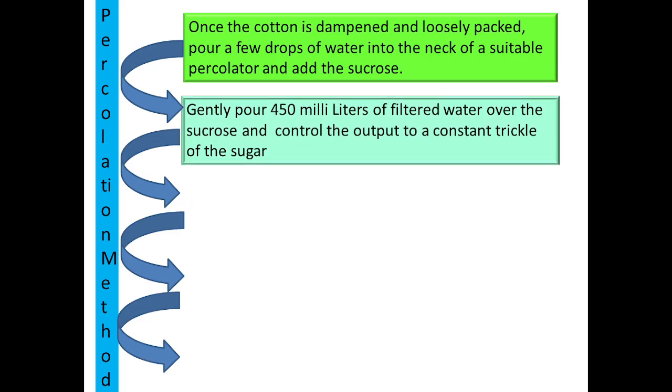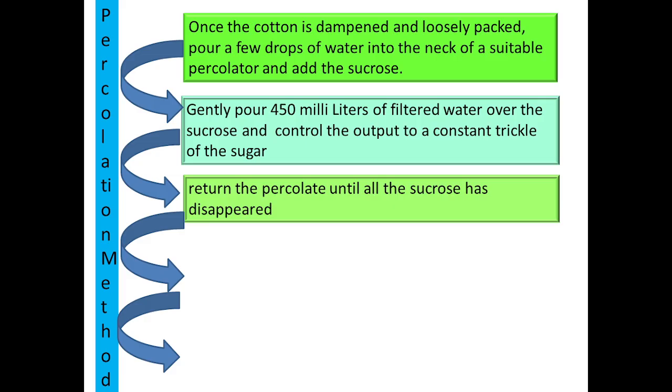Now gently pour 450 milliliters of filtered water over the sucrose. Control the output to a constant trickle of the sugar. Now you have to pour the 450 milliliters of filtered water over that sucrose. Return the percolate until all the sucrose has disappeared. Return that percolate again in that cycle so that the sucrose completely dissolves.